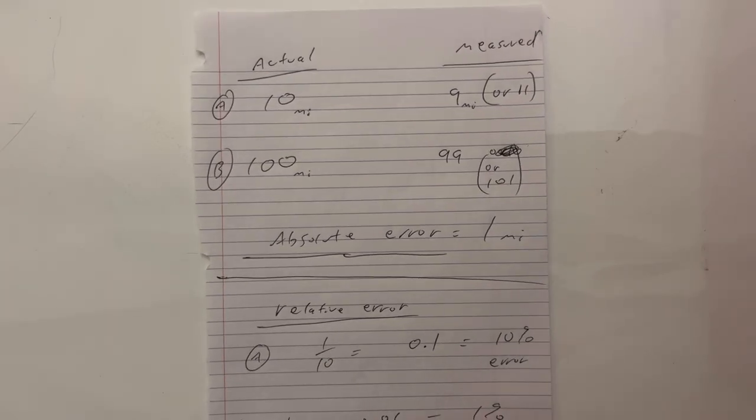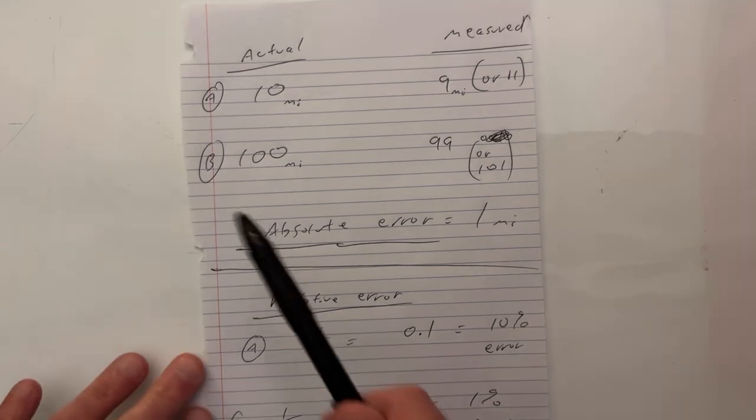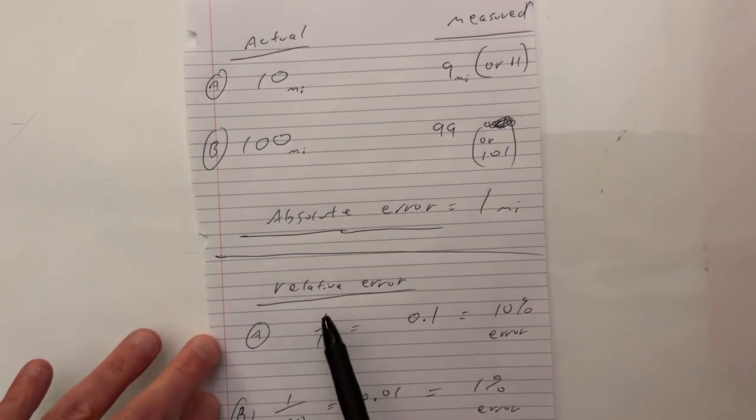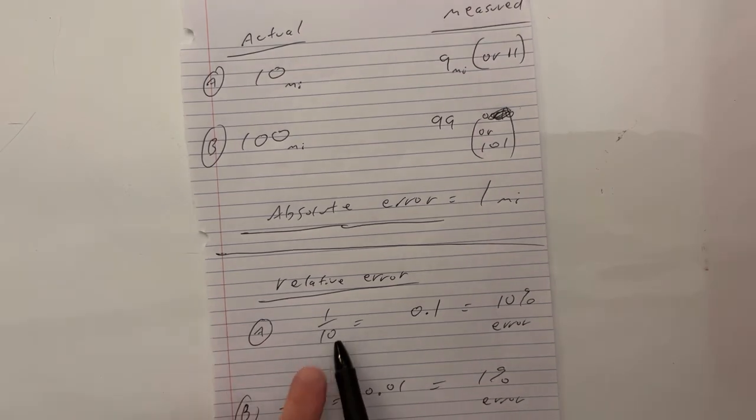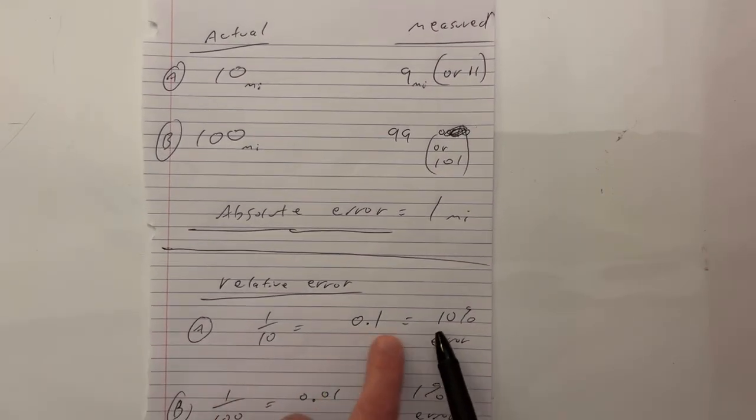One way is you take the amount that you're off, which in this case is 1 mile, or you could say it's your actual minus your measured, which will still give you 1 mile. Then you divide that by your actual number, which is the 10 right here. That gives you 0.1, which gives you a 10% error.